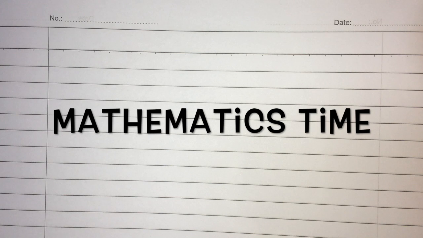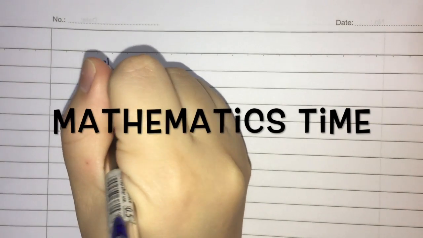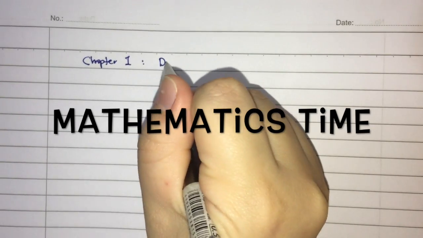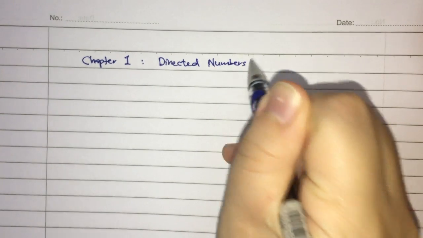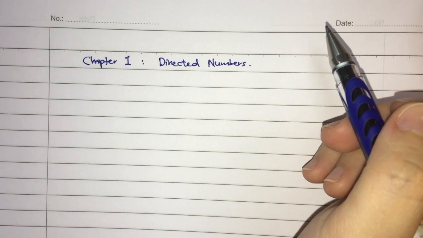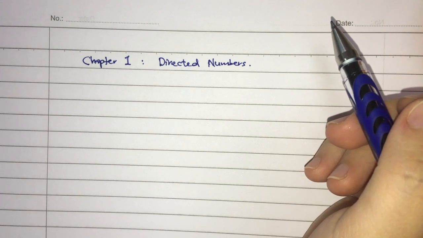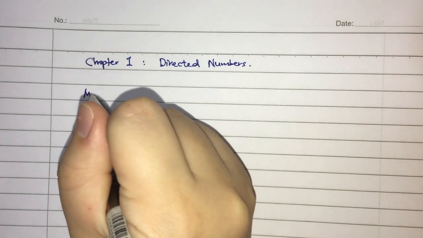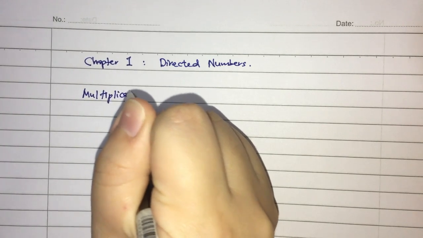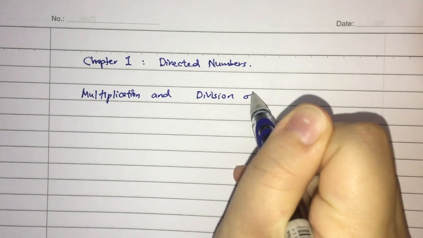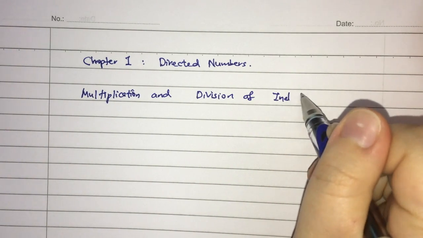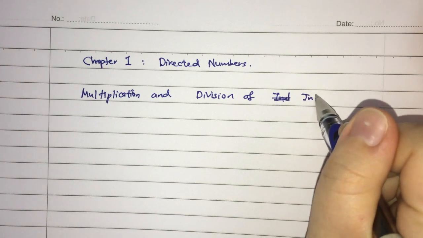So today we are going to learn about basic mathematics, which is chapter 1, directed numbers. So let's begin. First in this we got the multiplication and divisions of integers.